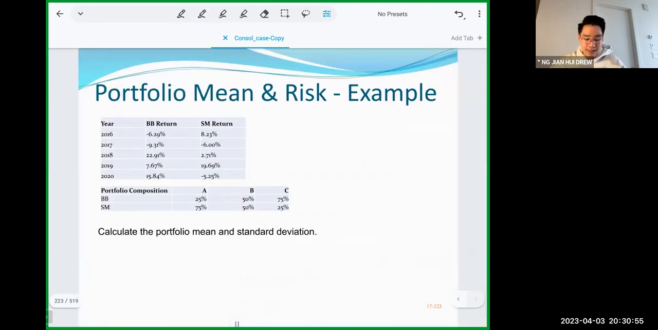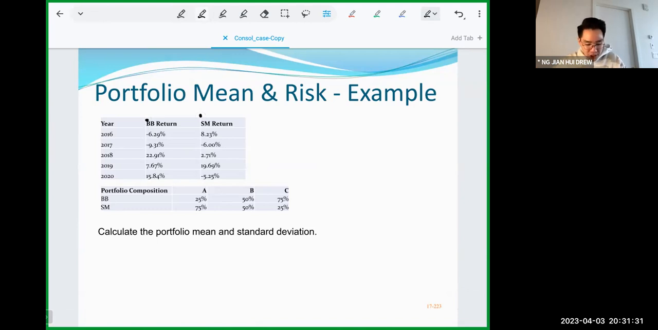So this is the classic example of how you observe this idea of risk diversification and how it actually plays out. Let's look at this example. Imagine you have two stocks, BB and SM. They give you the various returns for each year. Again, when we read the question, we need to see that they give me returns already, which is pretty good. They are not giving me stock prices.